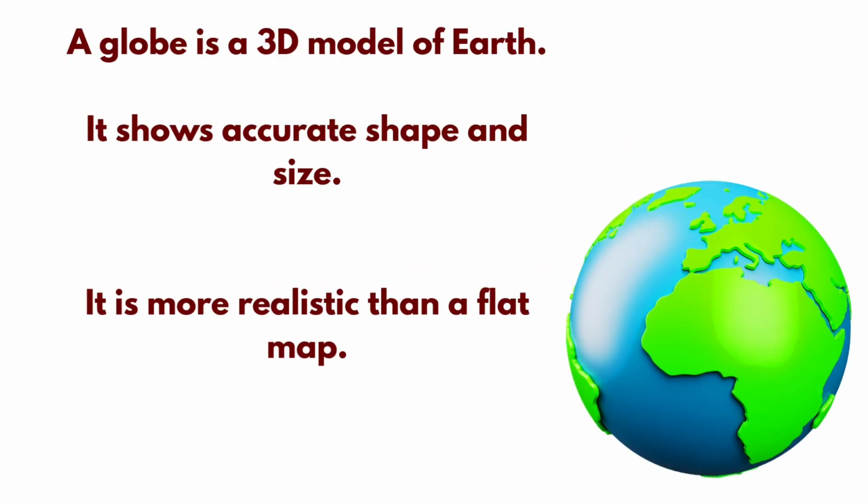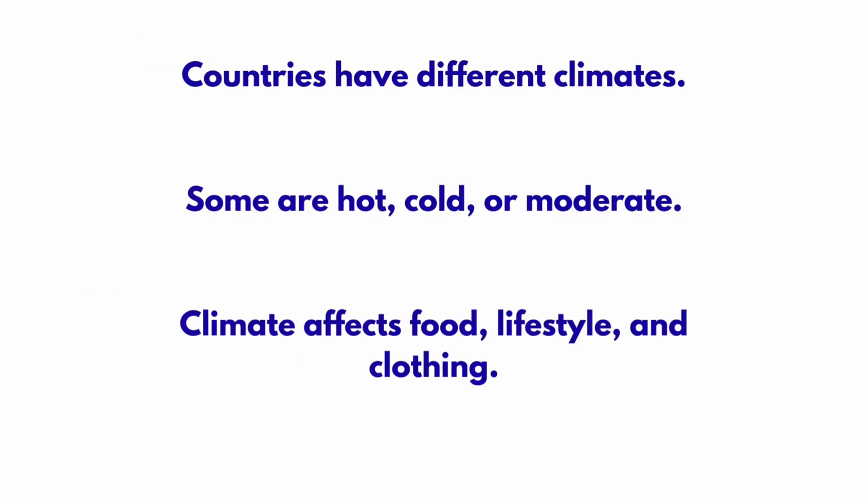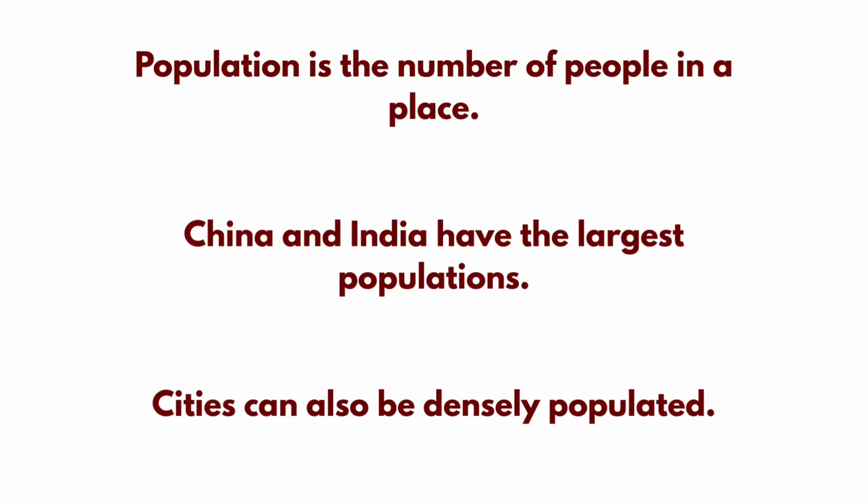You see here on screen, a globe is a 3D model of Earth. It shows us the accurate shape and size and it looks more realistic than a flat shape, right? So the countries have different climates. Some are hot, cold or moderate. So that climate affects their food, lifestyle and clothing. Now we will talk about population. Population is the number of people in a place. So China and India have the largest population and cities can also be densely populated.